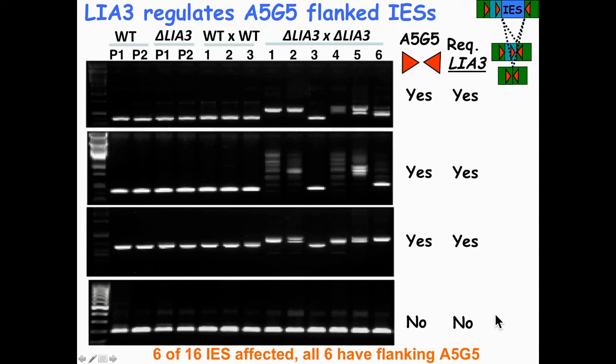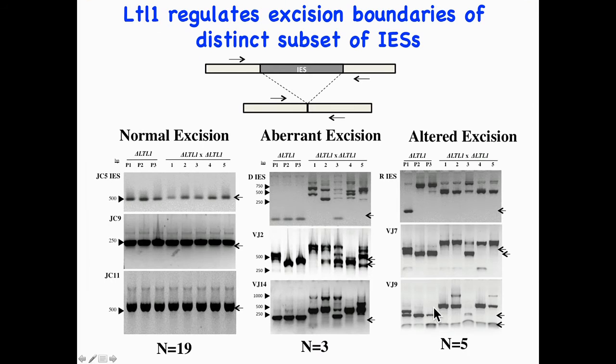We sent these strains to Ming-Chao Yao's lab, and a talented grad student in his lab has looked, and there appear to be about 100 A5G5-linked IESs within the genome that are regulated by this protein. Vita Jasmine found a similar thing with LTL1: we originally looked for IESs that had these A5G5 sequences, and all of the ones that had these flanking sequences were regulated by LTL1, by Lia3.